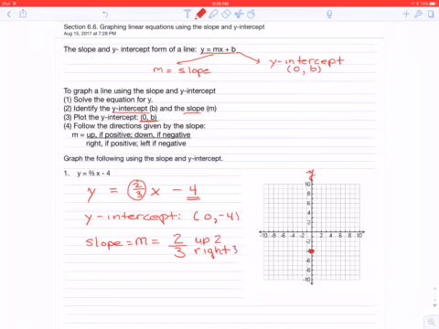So starting from the y-intercept, the slope tells us to go up 2, 1, 2, to the right 3, 1, 2, 3. There's our point. I only need 2 points to draw a straight line. There's our graph.